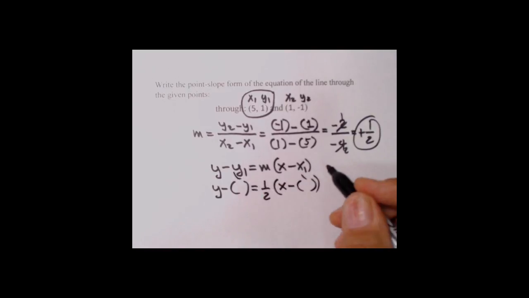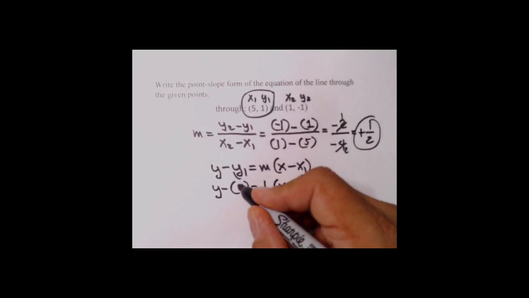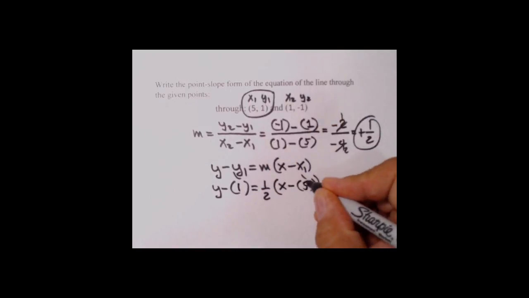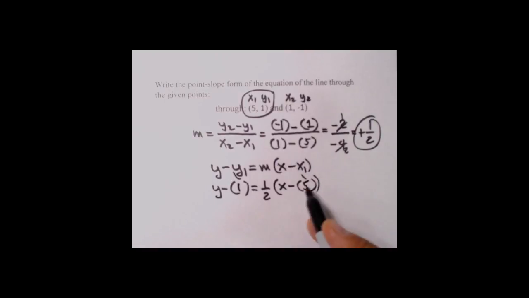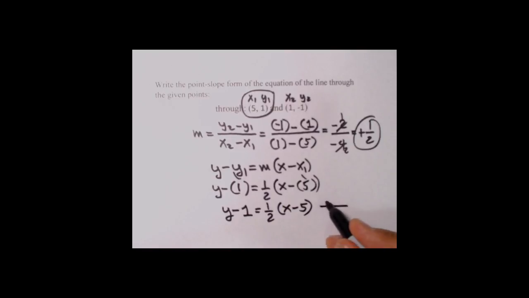As always, be careful here. Remember, this first hole is y1. y1 is 1. The second hole is x1, which is 5. There's only single signs in front of these guys, so we can drop the parentheses, clean it up a little bit. y minus 1 equals 1/2 times x minus 5. Since they wanted the answer in point-slope form, this is point-slope, and we can stop right there.